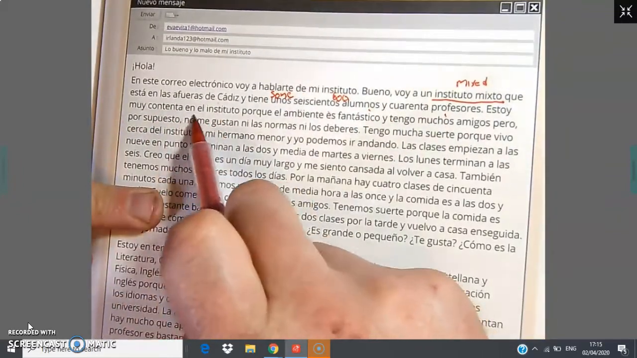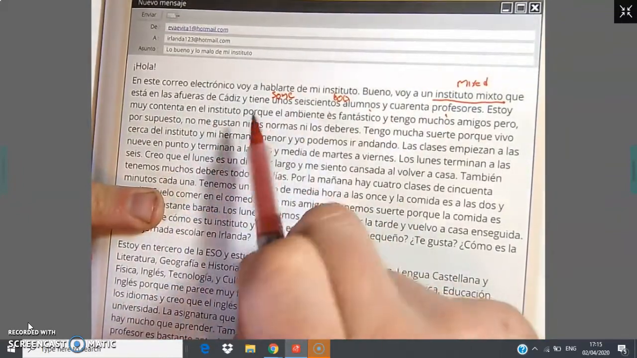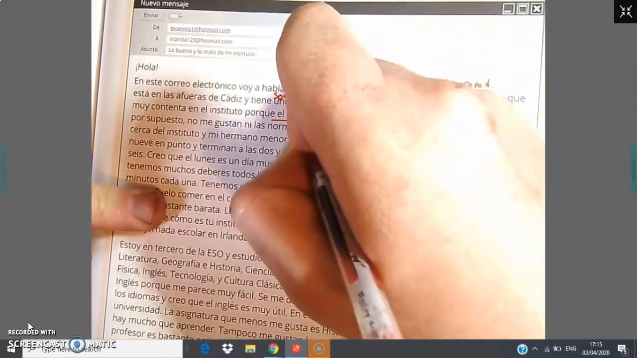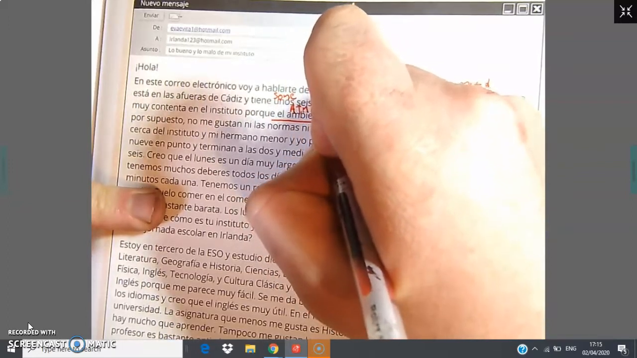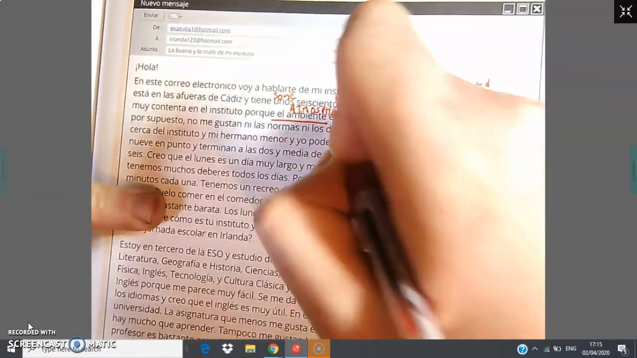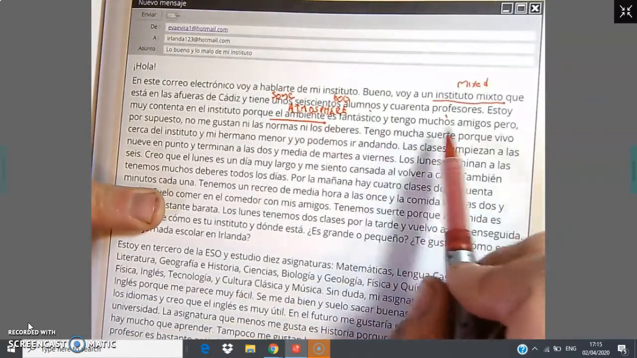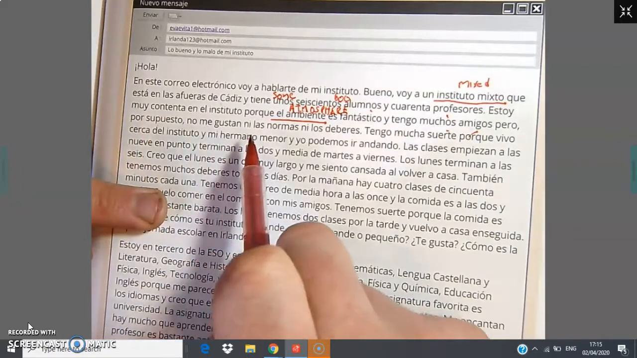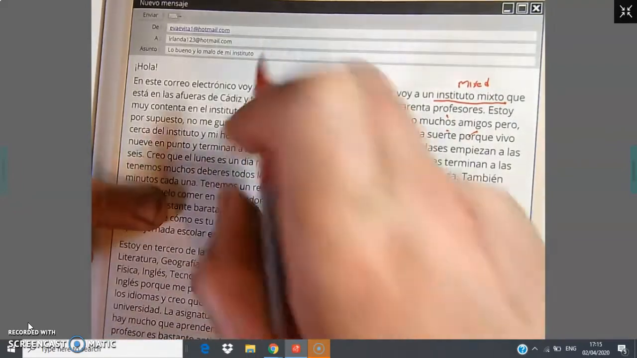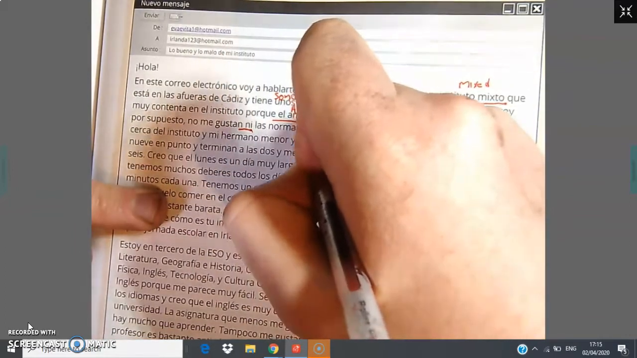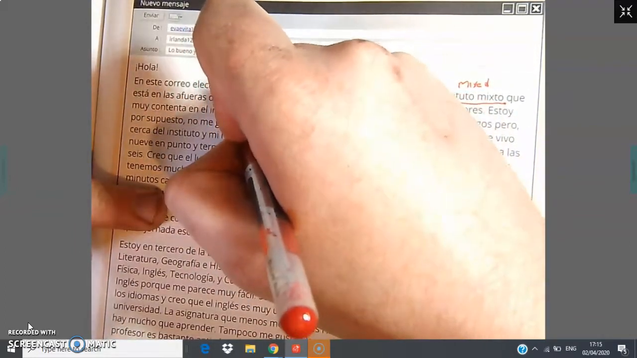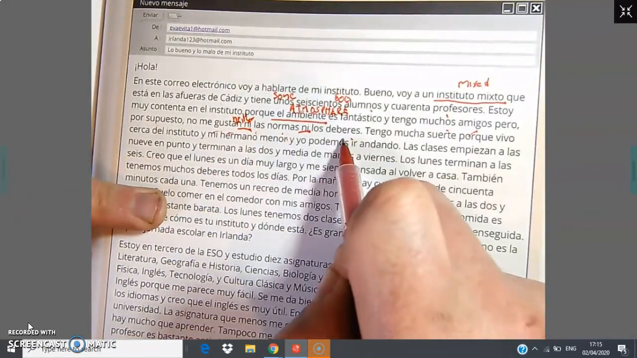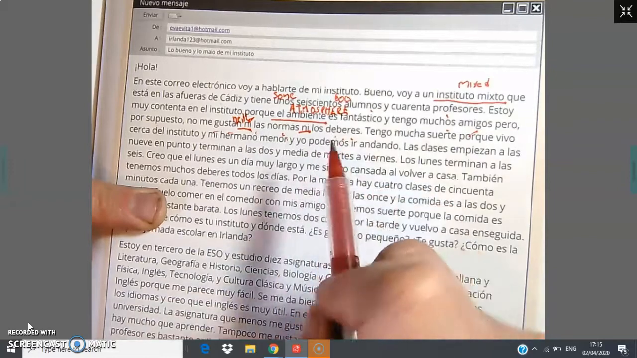Estoy muy contenta en el instituto. I'm really happy in the school. Porque el ambiente, I want you to make a note of this. El ambiente is the atmosphere. Es fantástico. So it's fantastic. Y tengo muchos amigos and I have lots of friends. Pero, por supuesto, no me gustan ni las normas ni los deberes. I want you to underline this ni. These two mean neither nor. So she's saying, no me gustan ni las normas. I don't like the rules or the homework. No, las normas y los deberes.